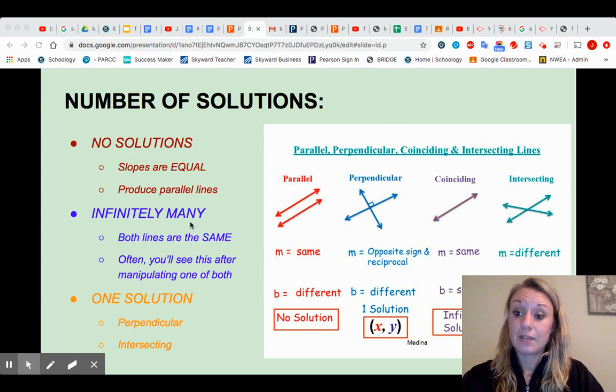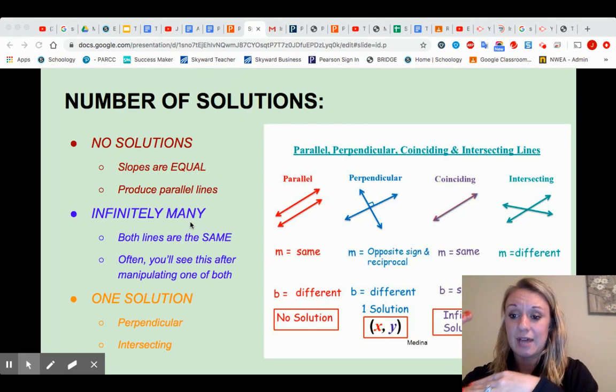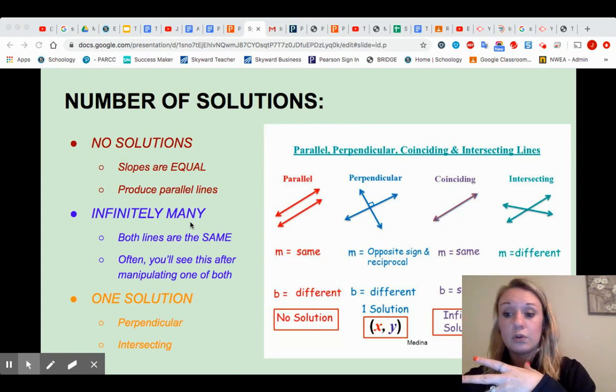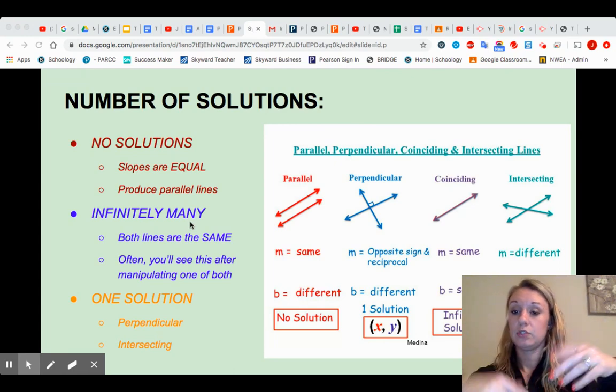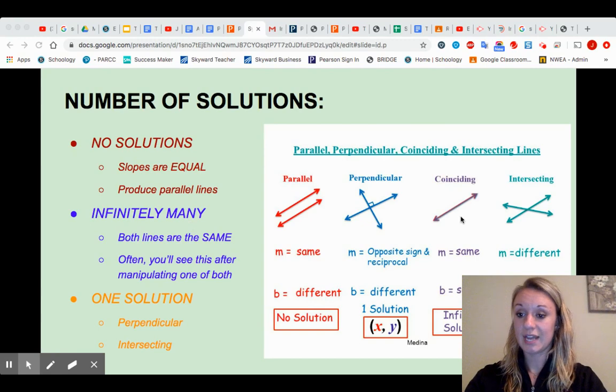You can also have infinitely many solutions. That can only happen if your two equations produce the same exact line. You'll often find that if you need to convert one into standard form or standard to slope-intercept. So if you see two lines that are the same, they're coinciding, then you don't need to do anything else. There's infinitely many solutions.